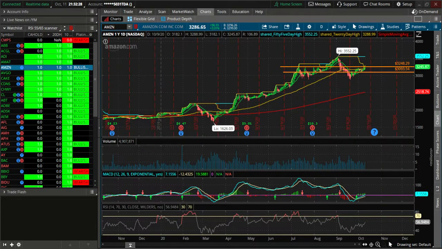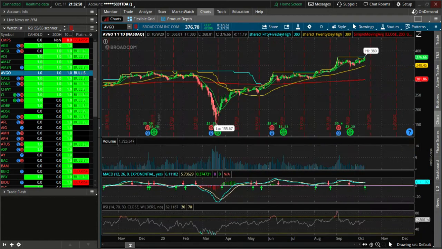Let's see. I've got to see Amazon get a little bit more strength behind it before I would say that that's a buy. However, being that I have a different risk tolerance than some of you, I would consider going ahead and purchasing Amazon for the retest of the 3,552 price range. I would consider that a buy just by looking at it.